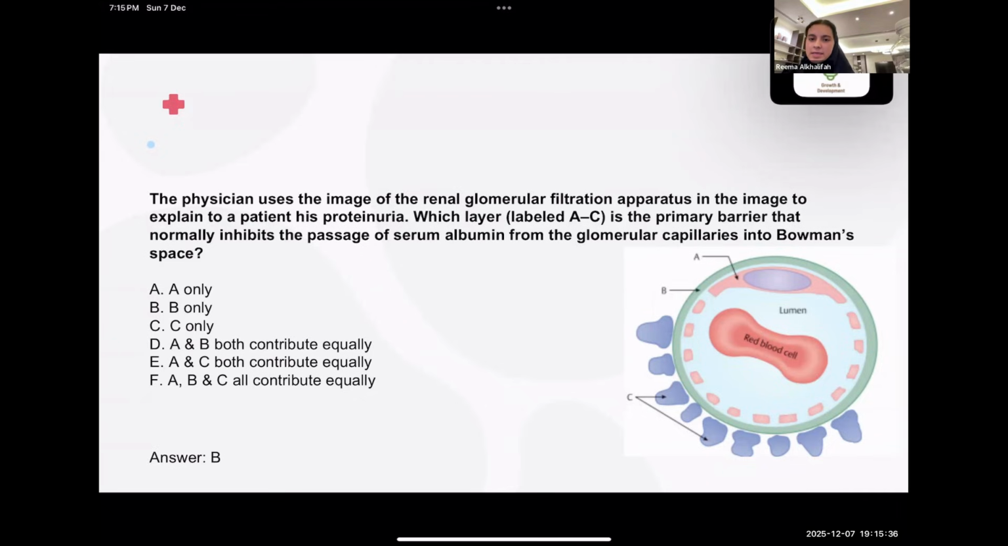Yes, correct. It's B. So it's asked for the primary barrier. Now, what did we say previously? That the basement membrane is the dominant barrier that helps select what particles pass through depending on their charge. Now, the endothelium and the podocytes do help to an extent with the charge selective process, but they're more on the size selective side.